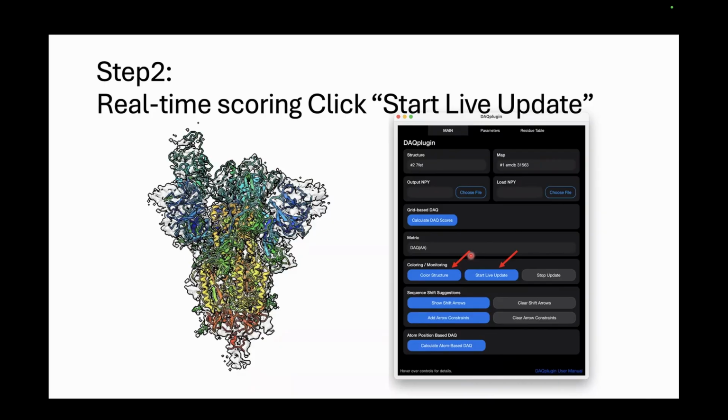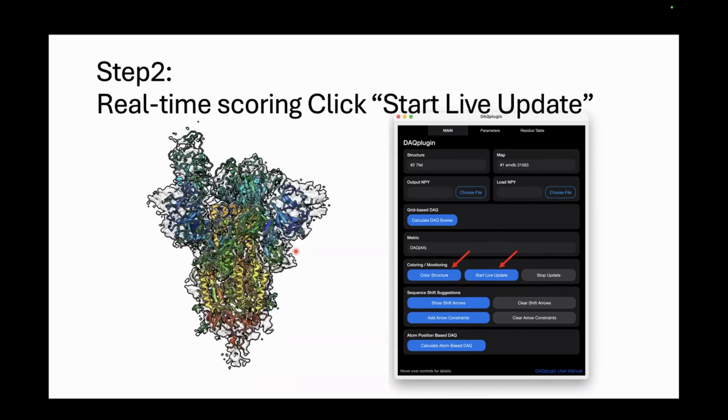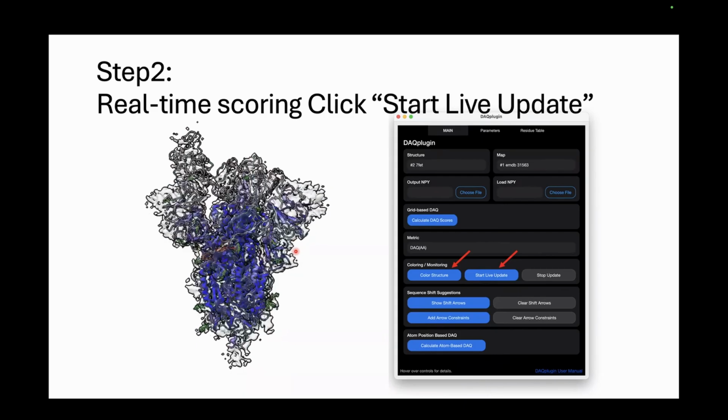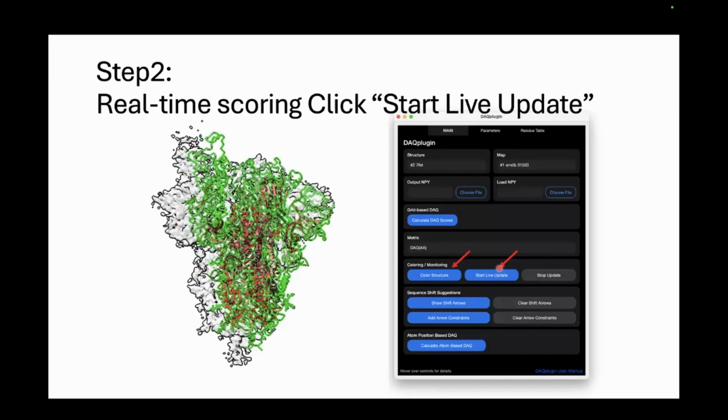Then step 2 is the real-time scoring. The DAQ plugin provides real-time scoring. Just click Start Live Update. For example, this is a density map and structure. But once you click Start Live Update, it shows the structure colored by DAQ score.